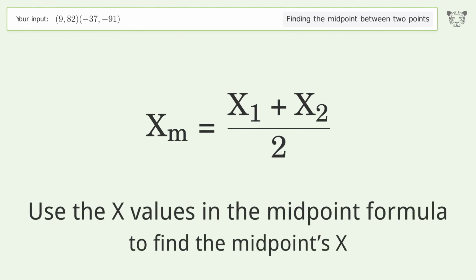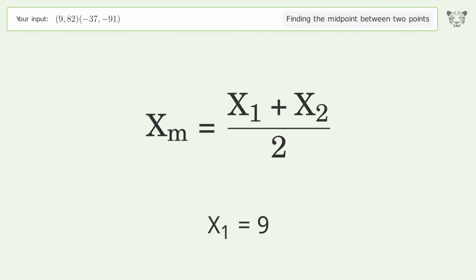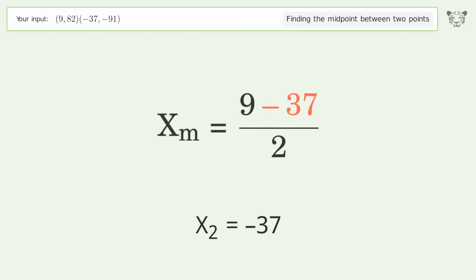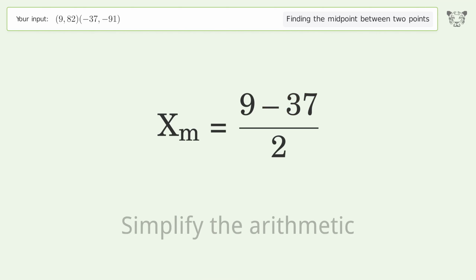Use the x values in the midpoint formula to find the midpoint's x. x1 equals 9. x2 equals -37. Simplify the arithmetic.